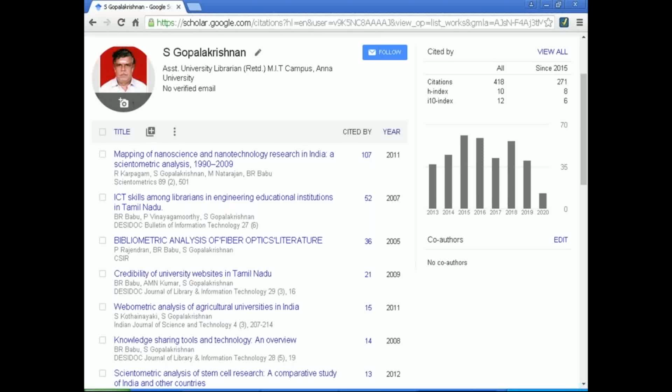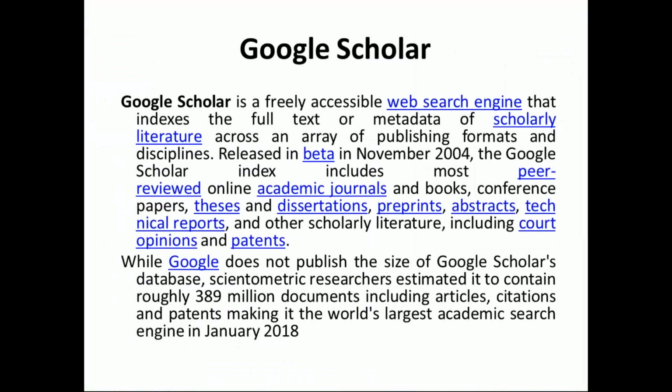So Google Scholar is a freely accessible web search engine that indexes the full text or metadata of scholarly literature across an array of publishing formats and disciplines. Released in beta in November 2004, the Google Scholar index includes most peer-reviewed online academic journals.